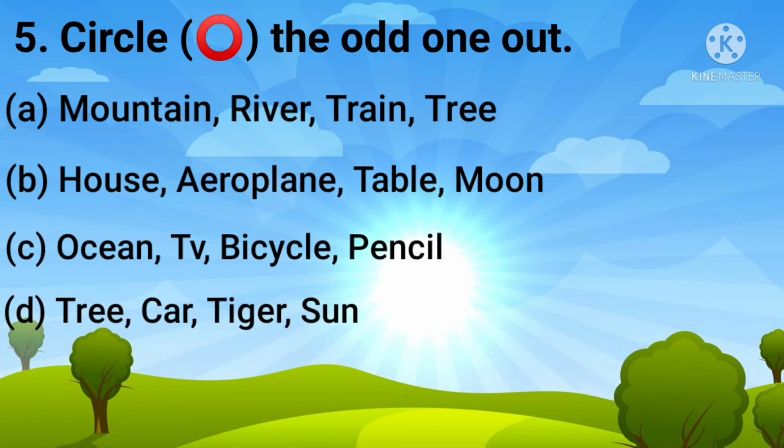Question number 5. Circle the odd one out. जो अलग है उसे सर्कल करो. Number A. Mountain, river, train and tree. Can you tell me which one is odd? Train. Because mountain, river and tree are natural things, but train is a man-made thing.